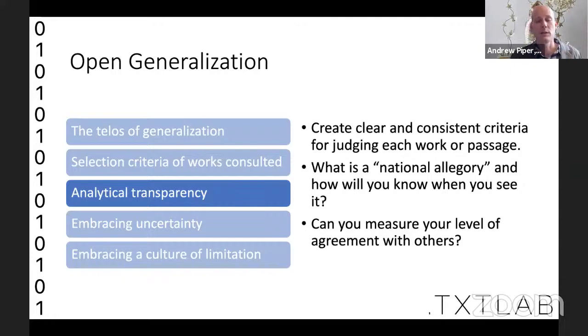And so what machine learning teaches us, what computational analysis teaches us, is that we need clear and consistent criteria for judging these works or passages in order to arrive at our generalization. What is a national allegory, and how will you know when you see it? It needs to be defined in advance, and the same criteria used over and over again.